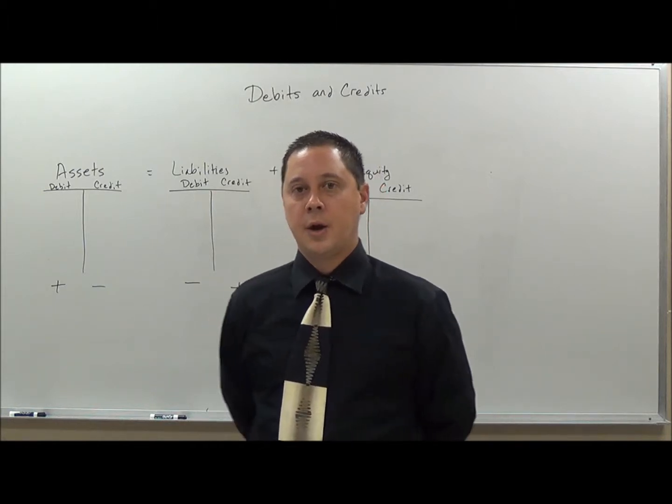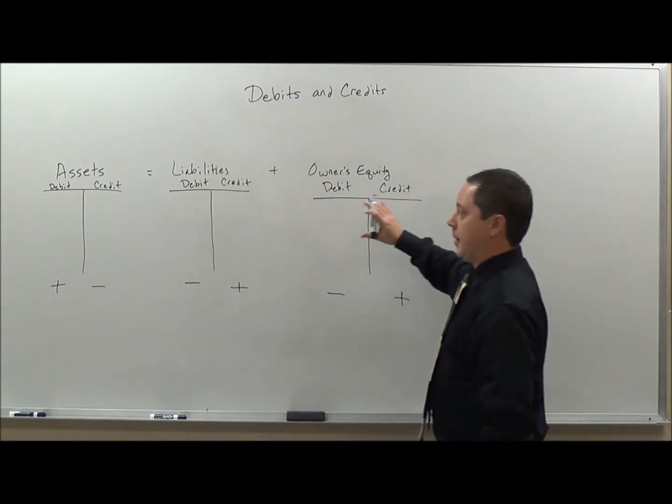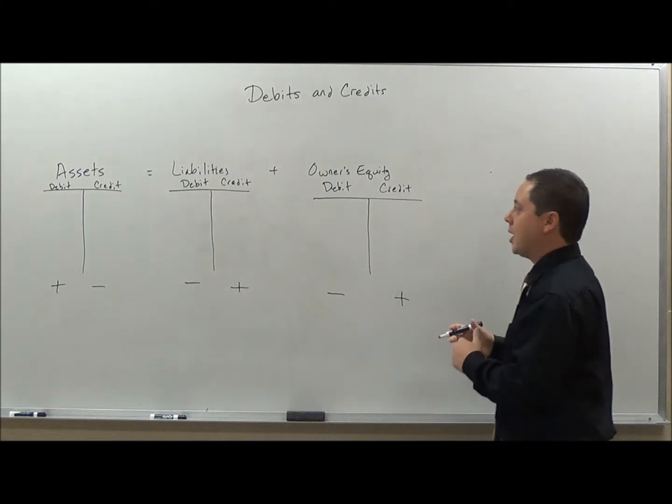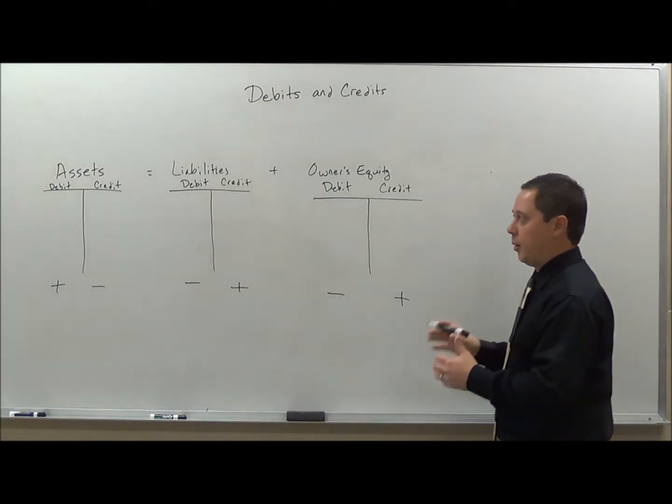So if you look behind me here, you'll see the balance sheet and some of the information about debits and credits. As you can see, I've set up T accounts so that you can have a good idea of what it looks like for debits and credits. Now, let me walk you through this and what this means.